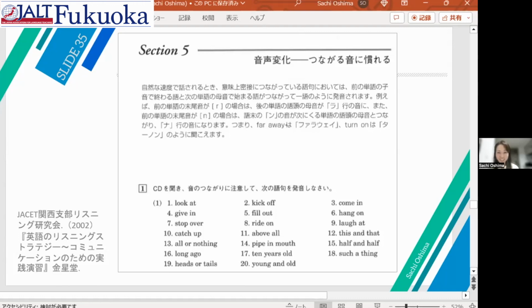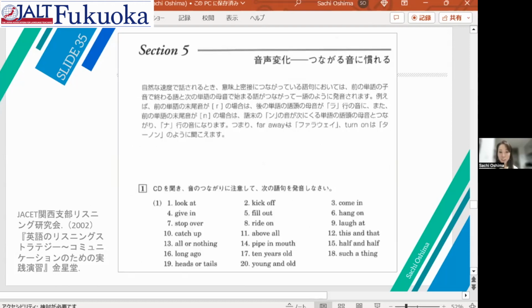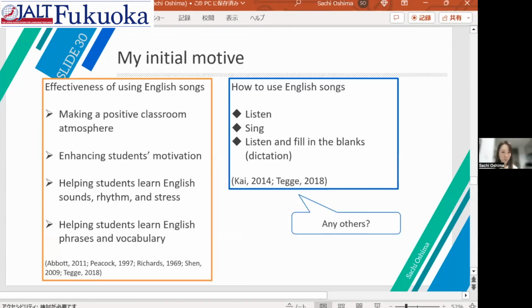it's a recorded video. But when I look at this textbook, considering beginner level students and teaching 90 minutes, if I repeatedly practice minimal pairs, if I repeatedly practice, okay, repeat after me, look at, kick off, or something like that. What happened? I would like to make my 90 minutes more creative, more interactive, or more interesting. So then my initial motive was that English songs can be used to solve this issue.